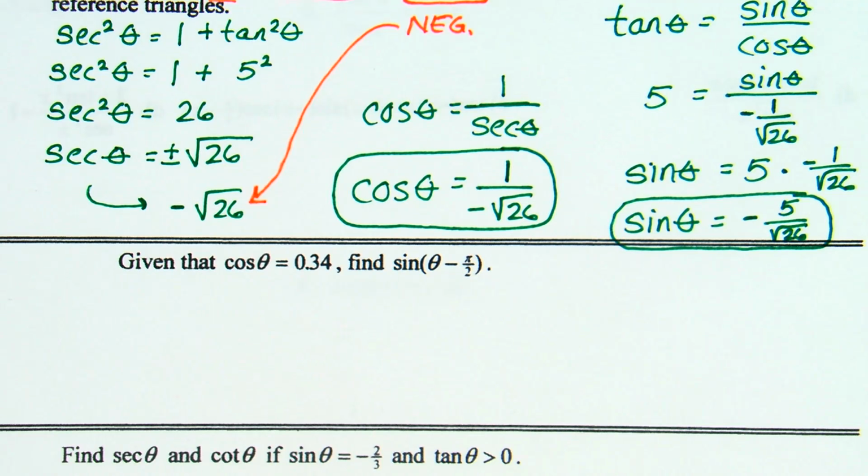Possible too. Okay, example 2. Given that cosine theta is equal to 0.34. So cosine theta is 34 hundredths. That is our given information. Find sine of theta minus pi over 2.